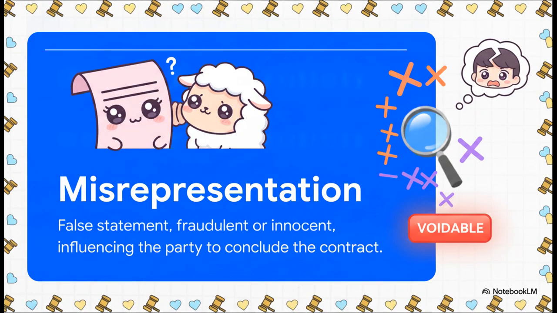Next up is improperly obtained consensus, starting with misrepresentation. This is a false statement made expressly or tacitly, either on purpose to defraud you or even completely innocently. If that lie influenced you to conclude the contract, here is the absolutely vital takeaway for your exam. Unlike a material error, which makes a contract void, misrepresentation means consensus was actually reached, but it was reached improperly. Therefore, the contract is perfectly valid, but it is voidable at your discretion.